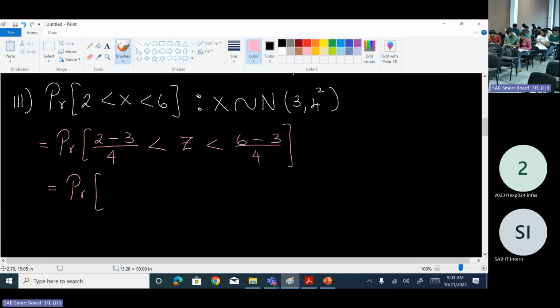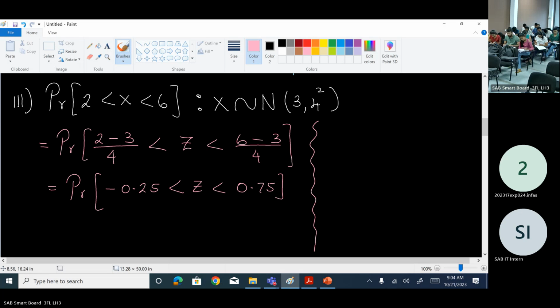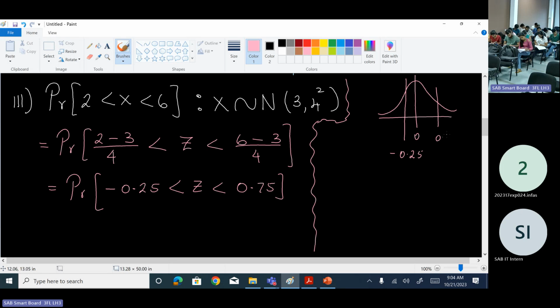Probability: here we get minus 0.25 less than z less than 3.75. We are in the z scale, so we can draw the z scale sketch. So let me draw there. Zero here, minus 0.25, 0.75. So we need this region.